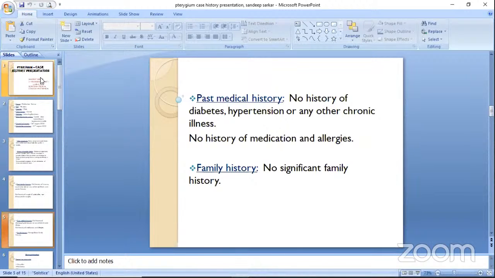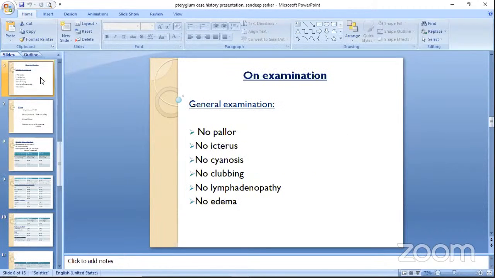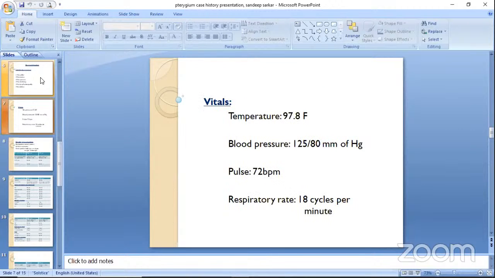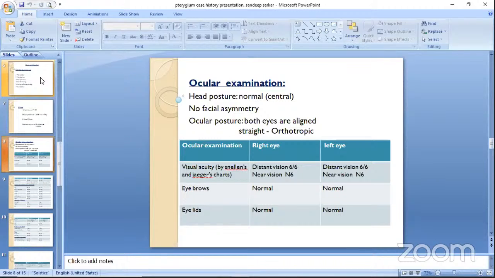Past medical history: no history of diabetes mellitus or hypertension or any other chronic illnesses. No history of medication and allergies. Family history: no significant family history was observed. On general examination, no pallor, icterus, cyanosis, clubbing, lymphadenopathy, or edema was observed. Vitals were totally normal. Under the ocular examination, head posture was normal, that is central. No facial asymmetry was observed. Both the eyes were aligned straight, that is orthotropic.